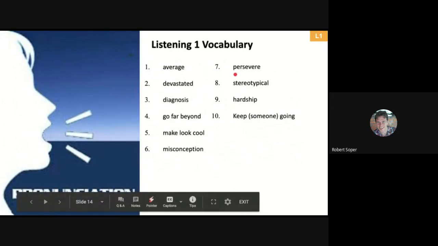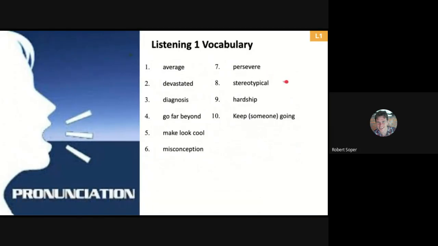Number 7, persevere. Number 8, stereotypical. Number 9, hardship. Number 10, keep someone going.